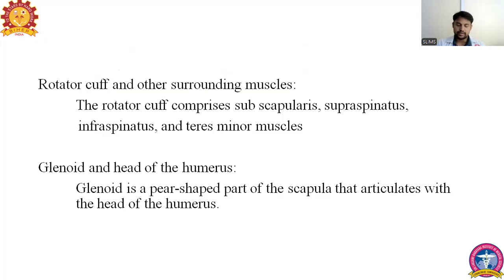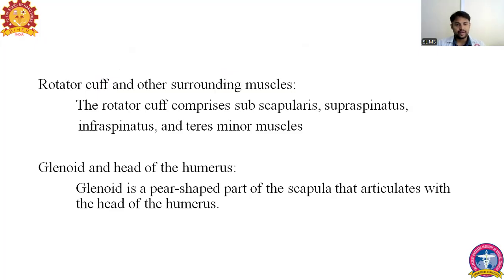The supraspinatus, teres minor, and infraspinatus attach to the greater tuberosity, but the subscapularis attaches to the lesser tuberosity. But the one main problem is that there is a defect at the inferior part, between the infraspinatus and subscapularis. This is called the rotator interval, and because of the laxity of the ligament there is more chance of the shoulder dislocating from the rotator interval.